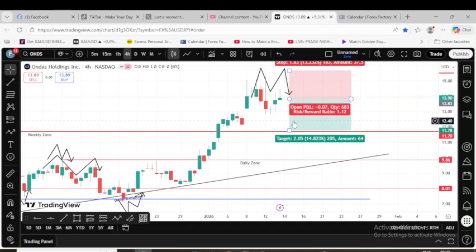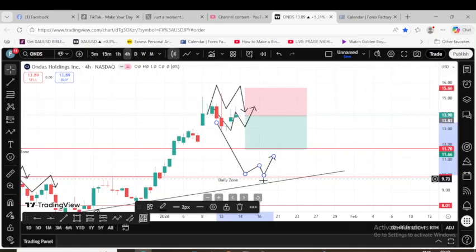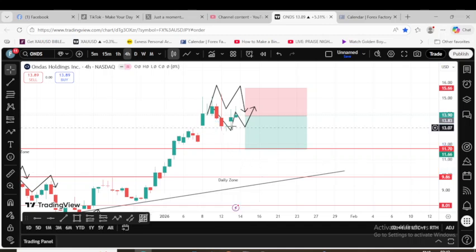So let's just think about here. If price were to tank and print a W here, then we'll be looking to buy. But right now we're hoping to see an M here. No open trades right now, we're just waiting. And if we see an M here, then we sell. So that's it for the top-to-bottom analysis on ONDS Holdings Incorporated.